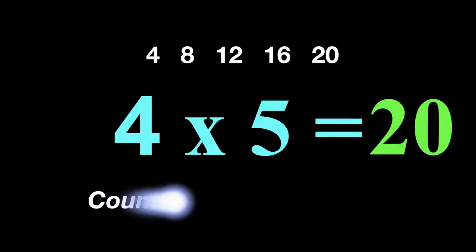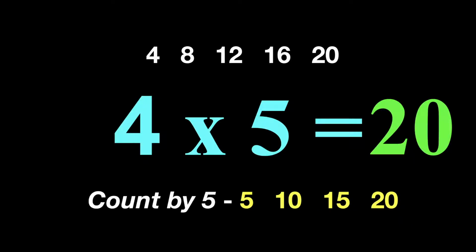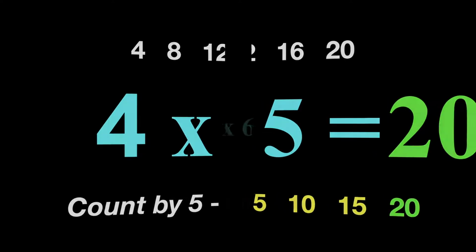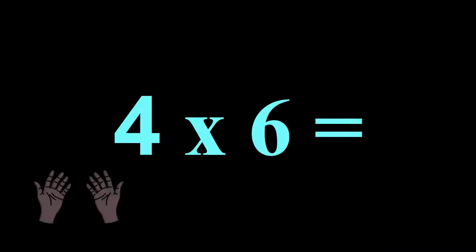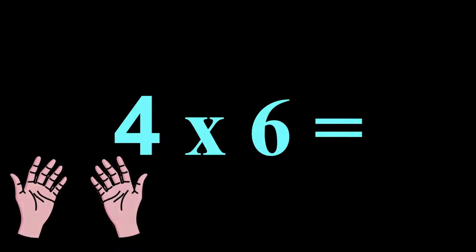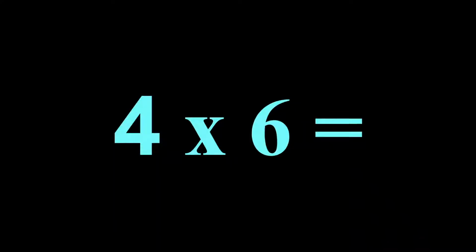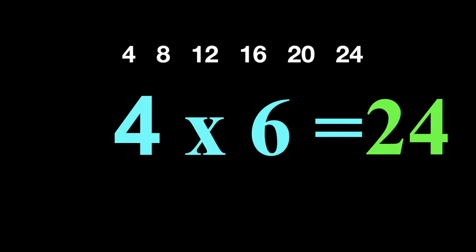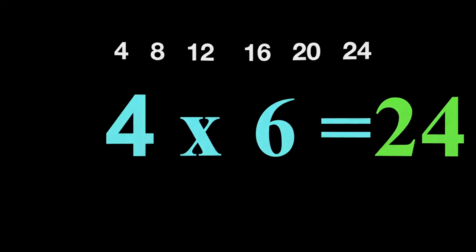You could also count by 5, right? 5, 10, 15, 20. It's going to be the same. It's just whichever way you like the best for that. 4 times 6. Some people like to use their fingers to keep count, if that's helpful for you. I do that too. Nothing wrong with that. Okay, ready? 4, 8, 12, 16, 20, 24.